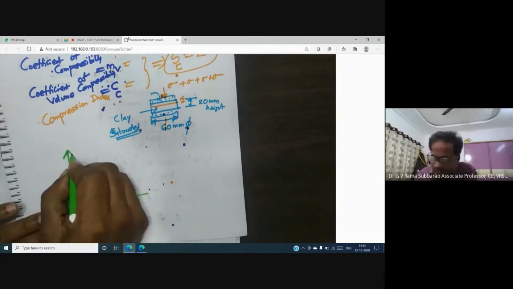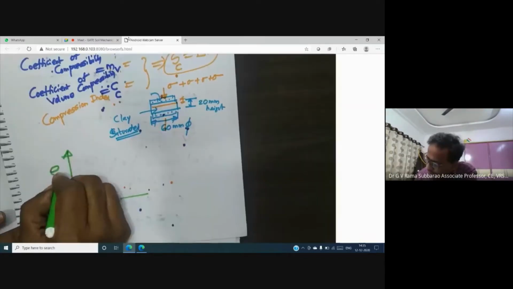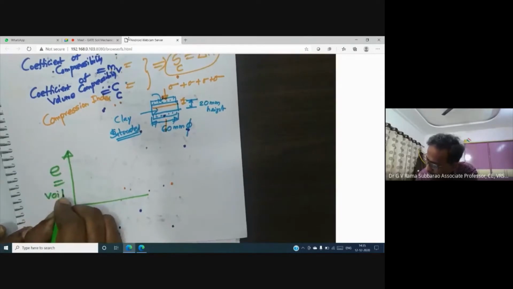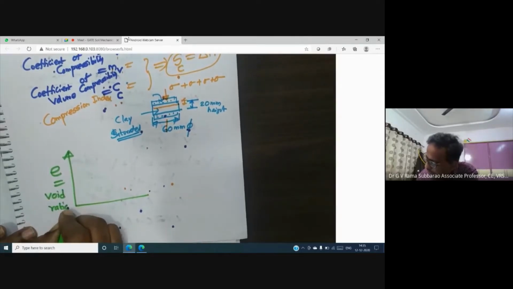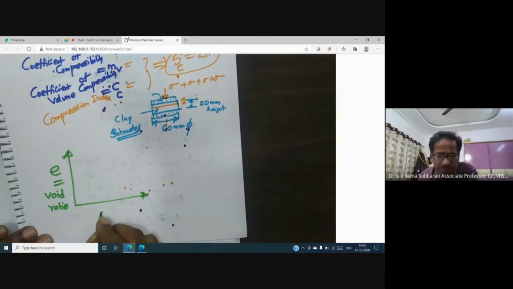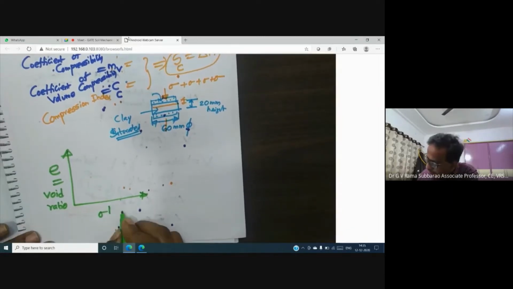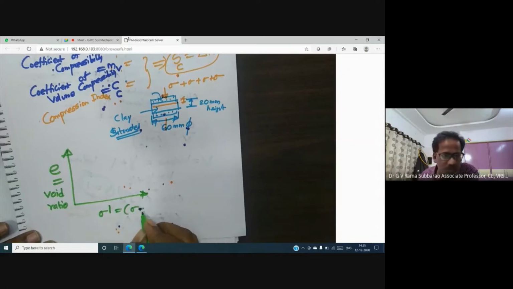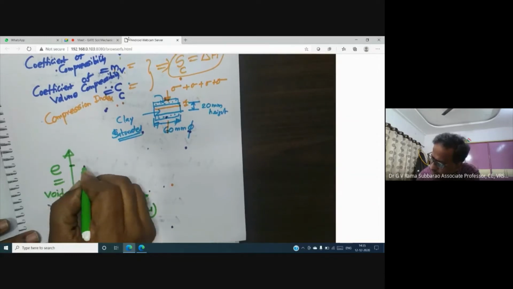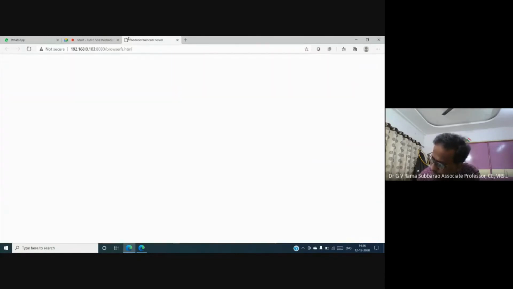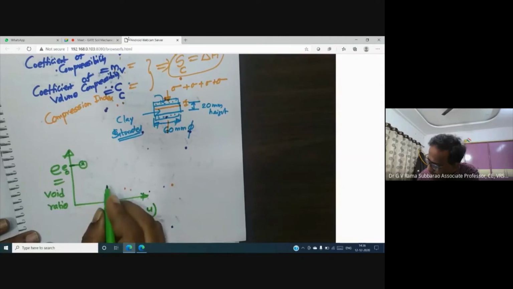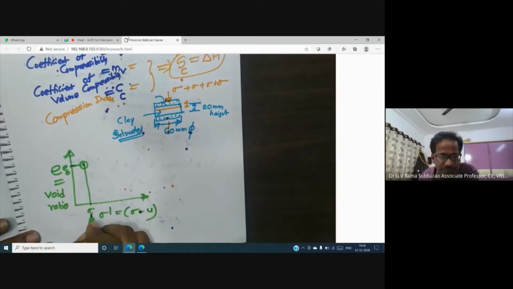See, this is the void ratio, e, everyone knows, and this is the effective stress. There is no need to speak about effective stress, it is nothing but sigma minus u, total stress minus pore water pressure. Now you see, in the beginning of the test, this is the initial void ratio, let me say e naught, when the initial stress is sigma naught dash.